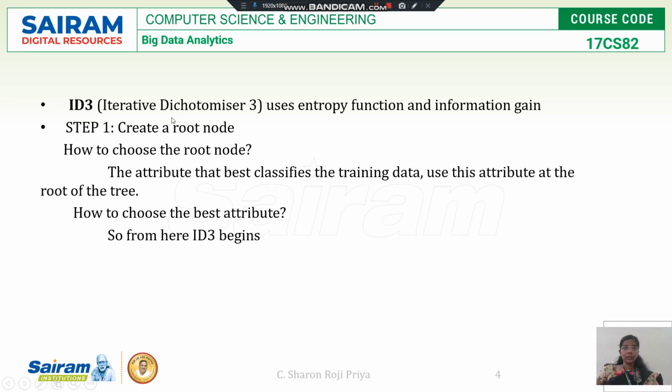And what are the steps in this ID3 algorithm? We are going to make a decision tree, so it should have a root node. So first I have to create a root node. How to choose this root node? You calculate the entropy for all the attributes, then find the average information, and then calculate the information gain. Whichever attribute has the highest information gain will be selected as the root node.